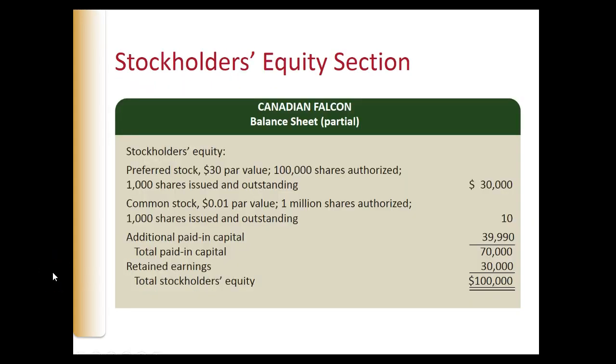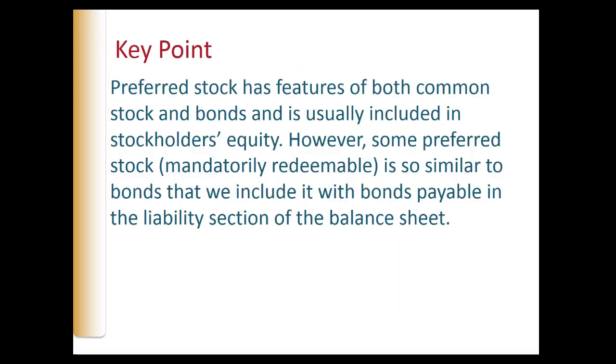So this slide displays the stockholders' equity section of the balance sheet for Canadian Falcon following the issuance of both common and preferred stock. A key point, preferred stock has features of both common stock and bonds and is usually included in the stockholders' equity section. However, some mandatorily redeemable preferred stock is so similar to bonds that we would include it with bonds payable in the liability section of the balance sheet.